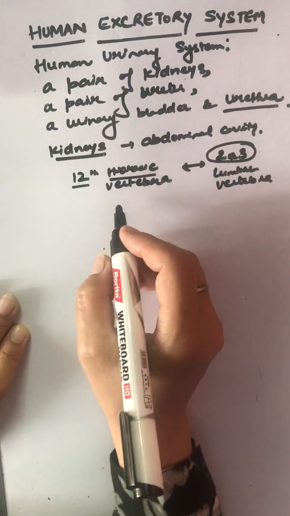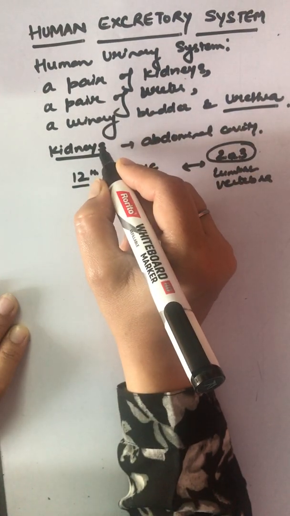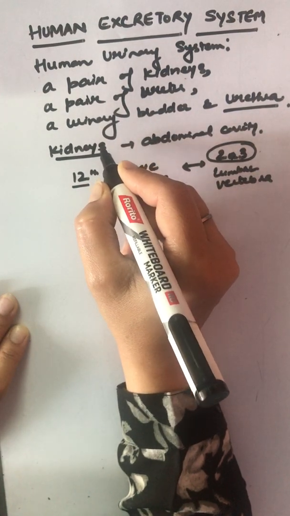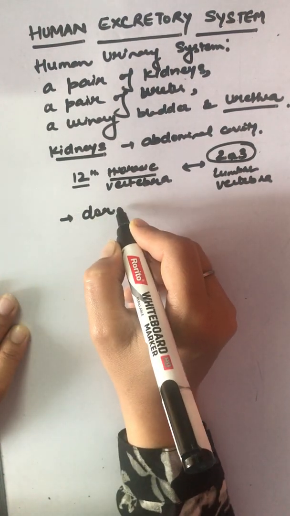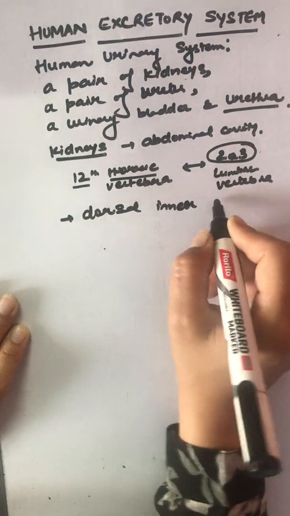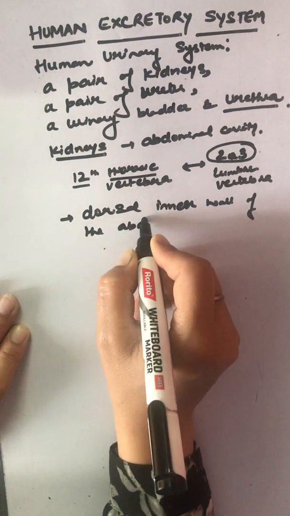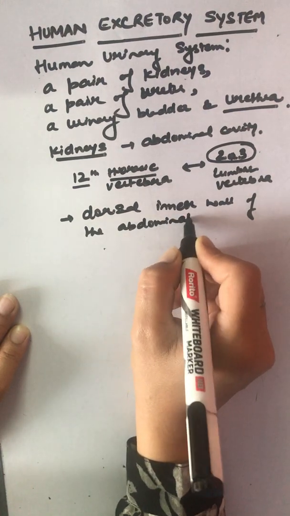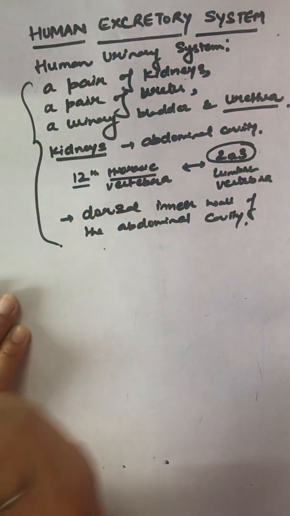And it is attached to the dorsal wall because it is not on the ventral side. Kidneys are always located on the dorsal side, attached to the dorsal inner wall of the abdominal cavity. This is the proper location.